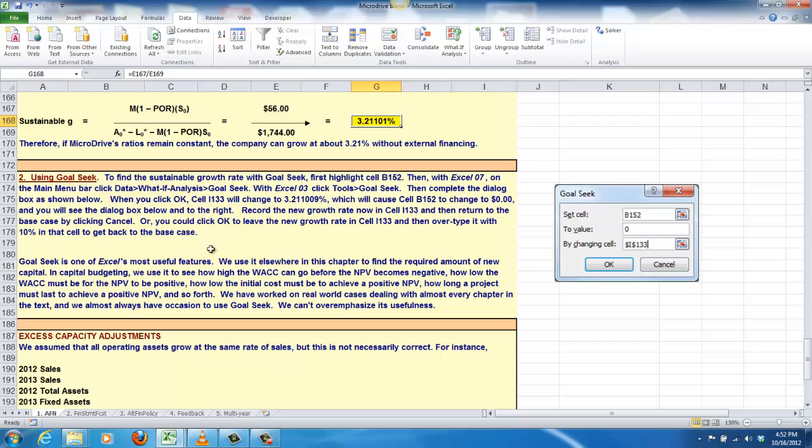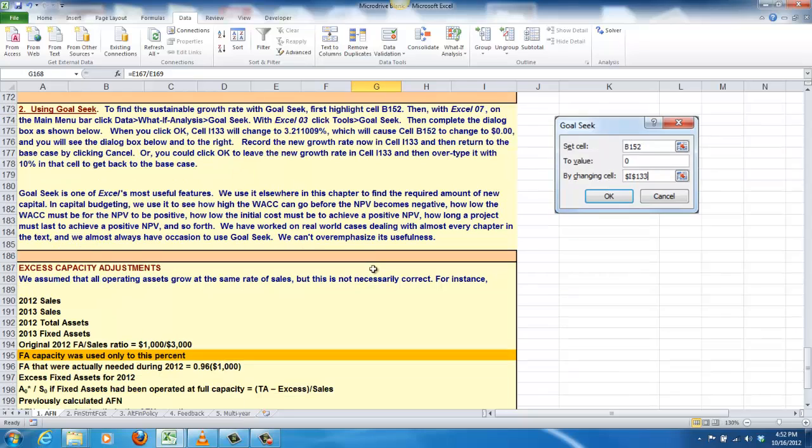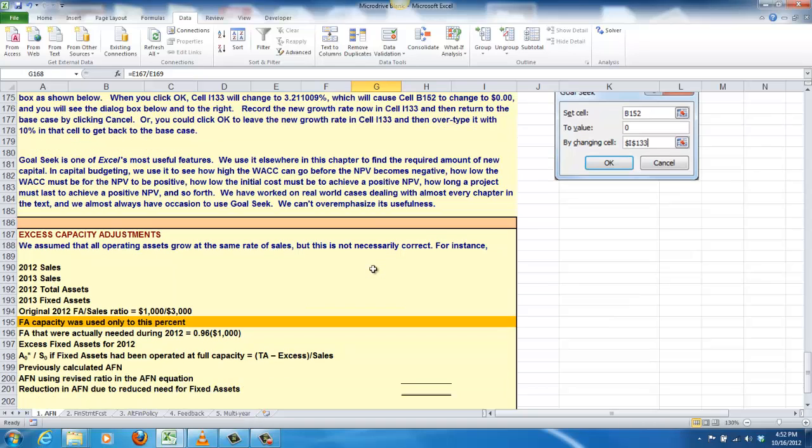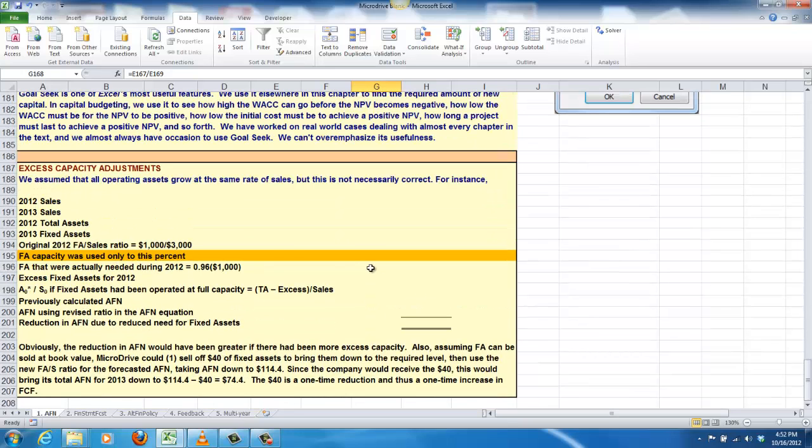Down here it talks a little bit about goal seek. It is a very useful function. We're going to use that, and then later on we're going to also use a scenario manager, which is a nice function to use in Excel too. The last item on this spreadsheet is excess capacity requirements.